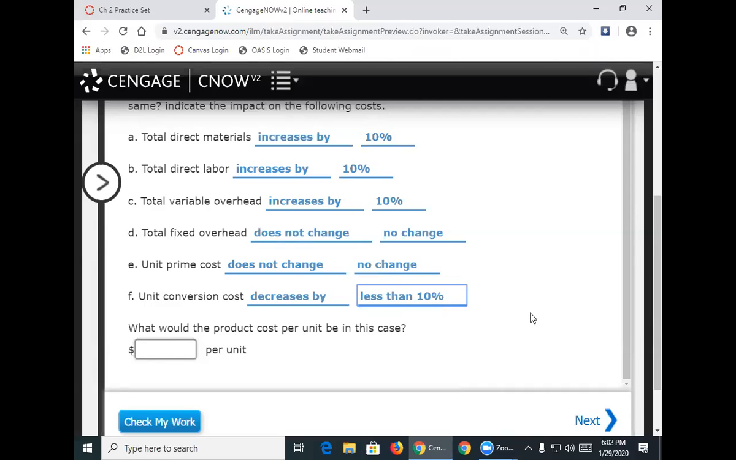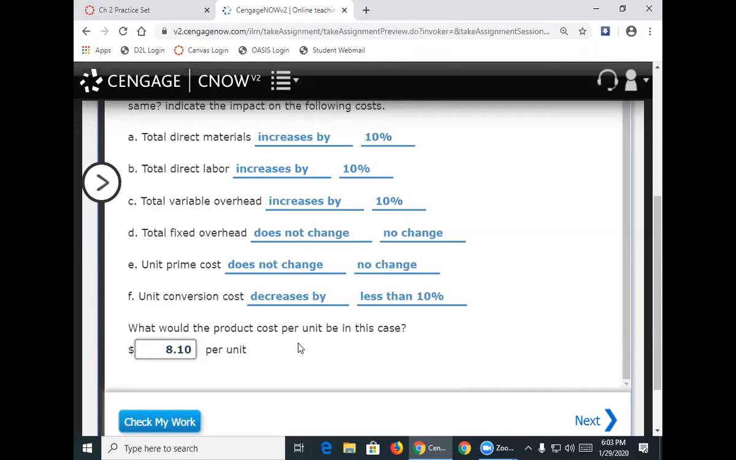If we increased production to 55,000 units, what would our product cost per unit be in this case? Very good, $8.10. And how did you calculate that? There's a couple ways, but. I took all the variables, multiplied by 10%, and then added all of them back in. Yeah, there's a couple ways to do it. You can increase your variable cost by 10% and then add back in your fixed.